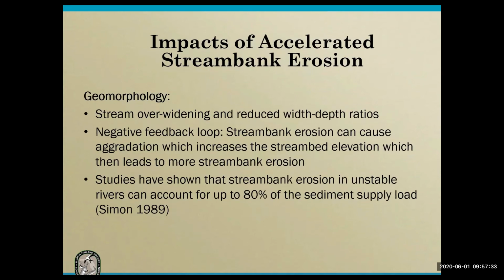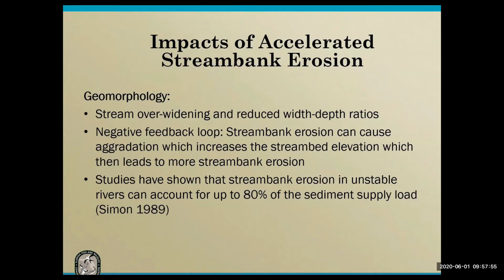So as I mentioned earlier, these are more geomorphological impacts. I mentioned stream over-widening due to stream bank erosion and reduced width-depth ratios. Of course, that hurts fish habitat, as do numerous other impacts. With that, you also have a negative feedback loop.